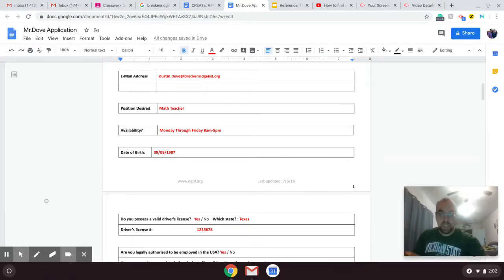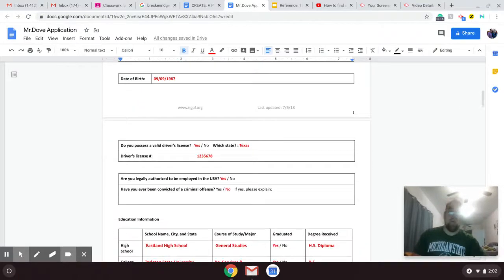Do you possess a driver's license? On these, typically if this was a paper form, you would circle. Here you can highlight it, and always bold it or highlight it, and that way, whoever's looking at it knows which selection I have made.